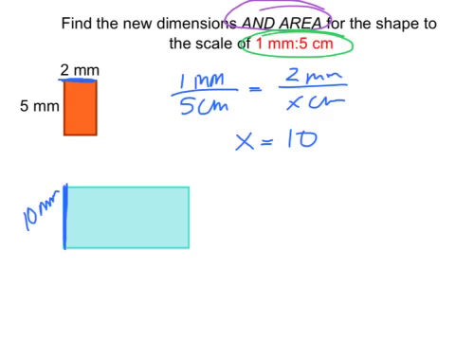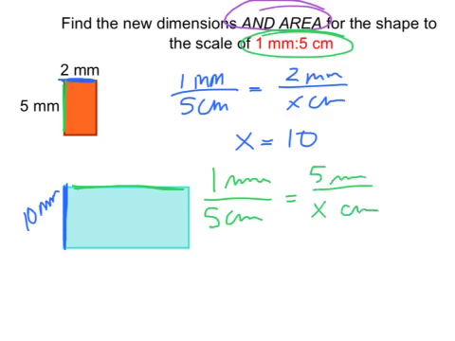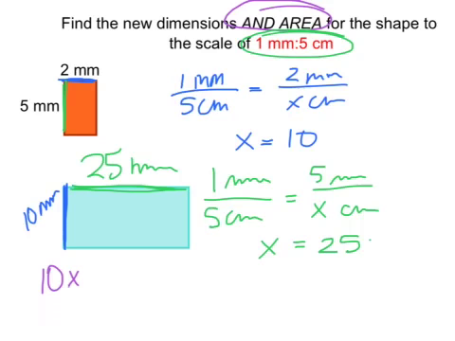Now let's find the long side, which in the orange one is 5 millimeters. 1 millimeter over 5 centimeters equals 5 millimeters over x centimeters. Cross multiply and you get x equals 25. So the long side of our rectangle is 25 millimeters. So its dimensions, nice and easy, 10 by 25 millimeters.